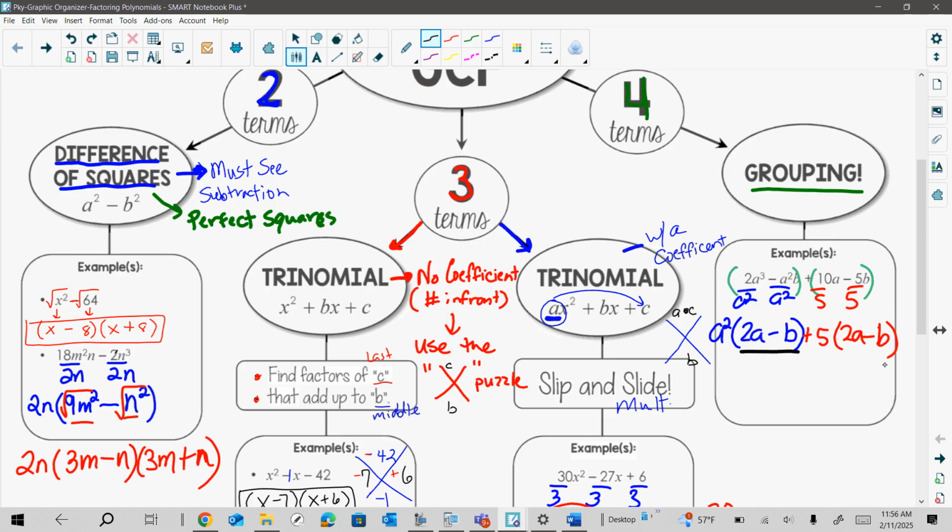So the 2a minus b is your common binomial, so that's one of your factors. And then you take what's outside, which is the 5, and the a squared, that's the other binomial, a squared plus 5.